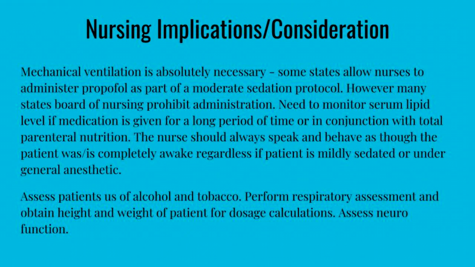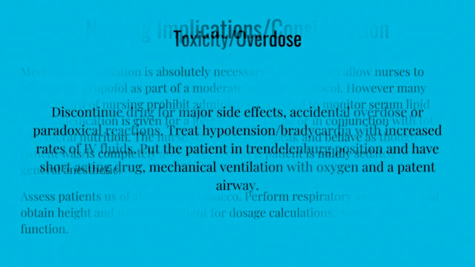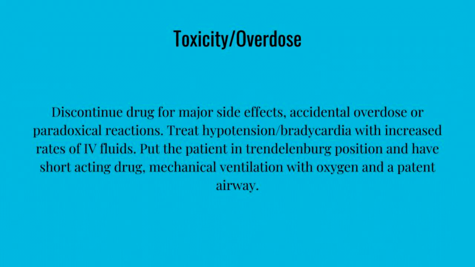Ensure a patient is assessed for use of alcohol and tobacco. Also assess their respiratory status, neurofunction, and height and weight to ensure correct dosage calculations. An intervention if the patient becomes hypotensive or bradycardic is to increase their IV fluids, put the patient in Trendelenburg position, and ensure that their airway is patent.